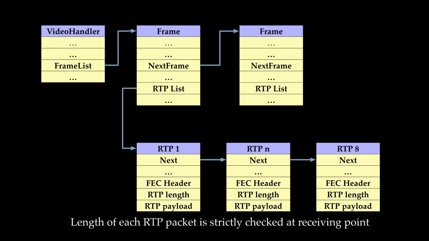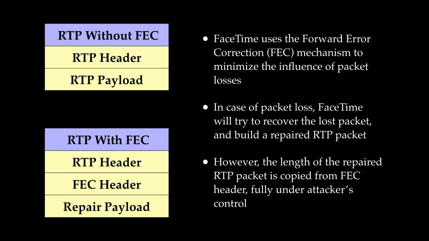I want to emphasize that when AV Conference D handles an RTP packet, there is a very strict check on the RTP packet to make sure the length field in the RTP packet equals the real size of the payload. But FaceTime uses a mechanism called forward error correction, the FEC mechanism, to minimize the influence of packet loss. For example, a frame is split into 8 packets, and 1 packet is lost. The receiver will try to rebuild a new RTP packet based on the FEC information encoded in the rest of the received RTP packets.